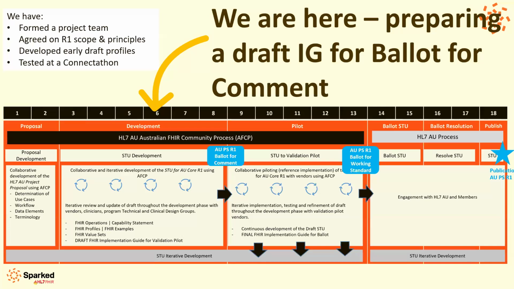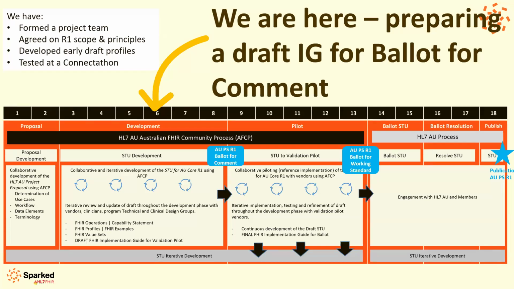So where are we? Across the development approach for the first release of the Australian Patient Summary, we're in month 6 at the moment, which is to say we're coming up to a ballot for comment, which is the end, really the milestone of our initial development period, where we're pulling together all sorts of ideas. What are we going to work on? What's our scope? Are we happy with this? Doing a bit of early testing. And then pulling together a draft to go out for a particular ballot for comment.